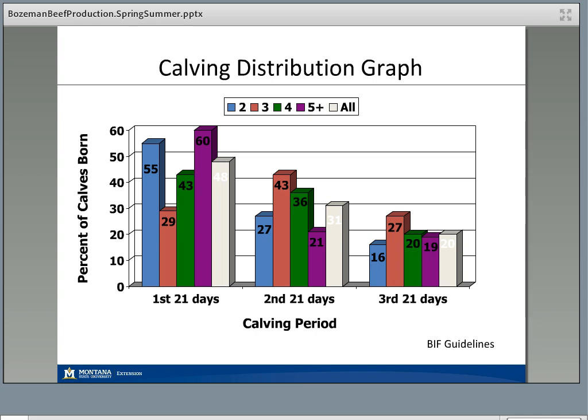Now we know that calving distribution has an impact on the bottom line, because the earlier and tighter calves are born, the more uniform a group and the heavier they are, because they're older at weaning when we go to sell them. So this is important. If we had a calving distribution like this on your operation, you might ask, what is it that we did for those 2-year-old heifers last year? How can we improve the breeding season for 2-year-olds this year so we don't see this same trend? Try to get more of those 3-year-olds calving in the first 21 days.